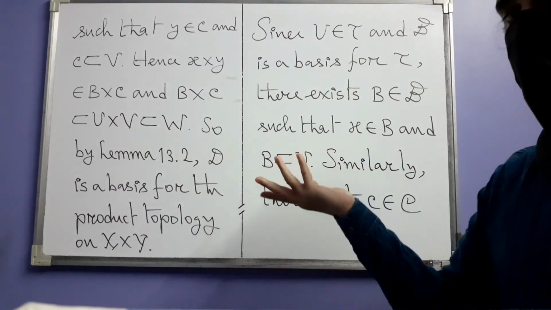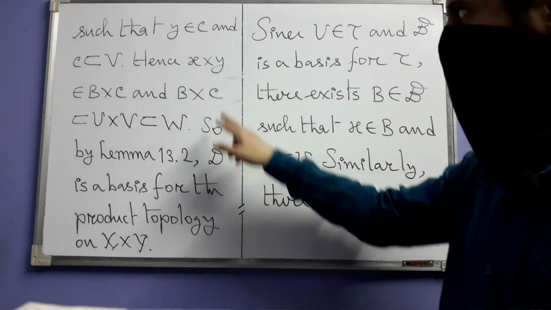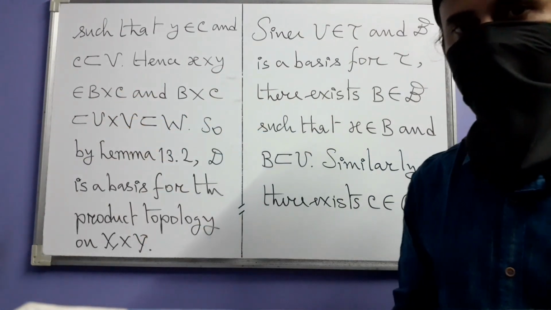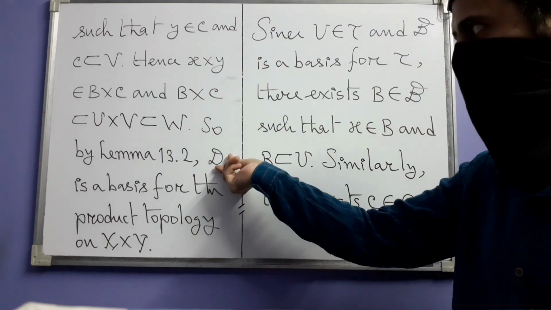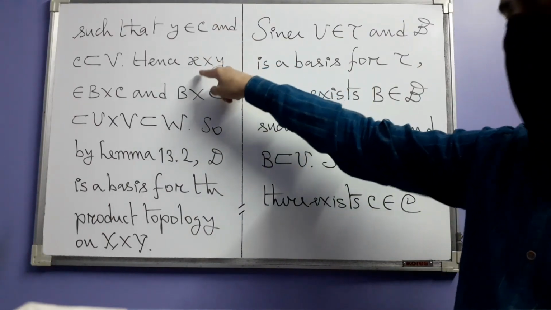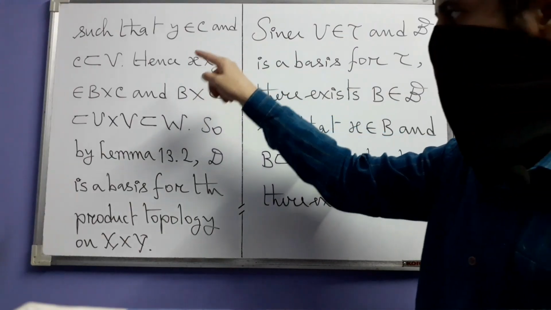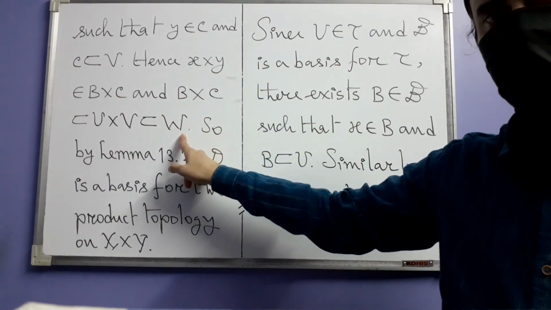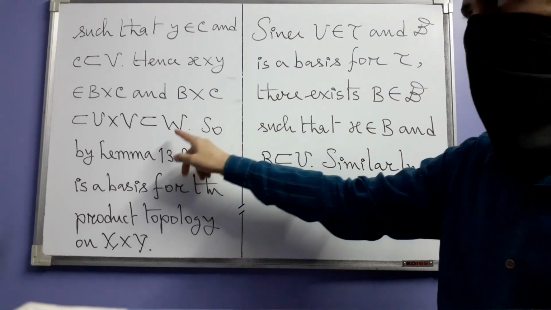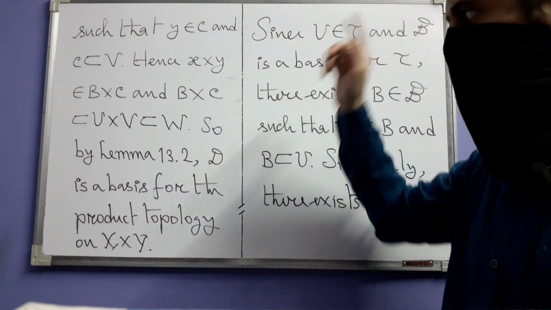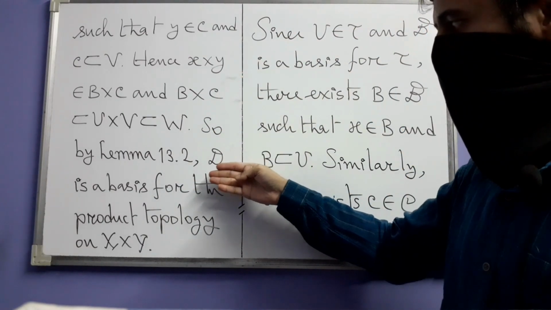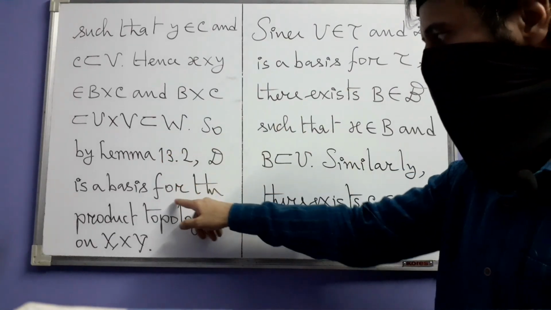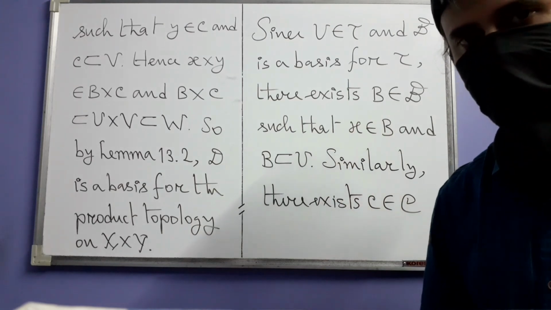So what have you found here? You have found a set of this form B times C, which is an element of the collection D that contains that point X times Y and which is itself contained as a subset in W. And this is what you wanted. And this and the previous condition together allow you to apply lemma 13.2. So by lemma 13.2, D is the basis for the product topology on X times Y.